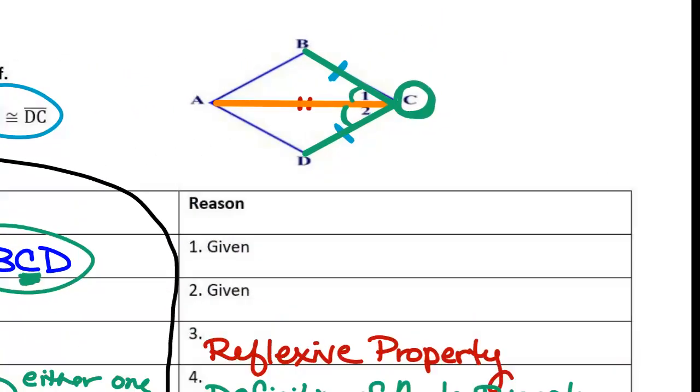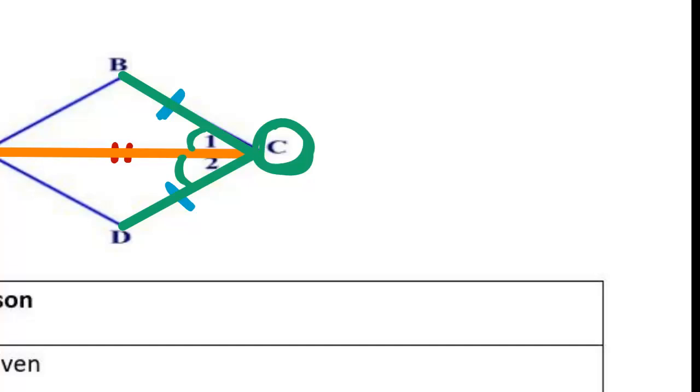When I do side, angle, side, what I see is kind of like a puppet mouth. So I'm going to have two sides that are marked. And then where those two sides come together, that is the angle that's marked. So I see kind of like this puppet thing. That's how I look for side, angle, side.